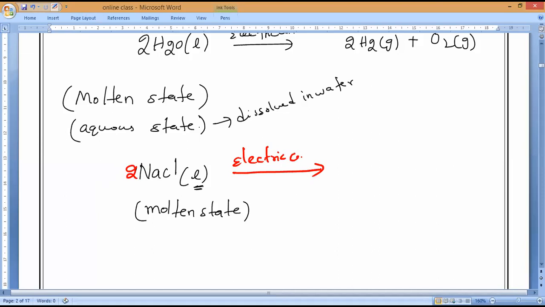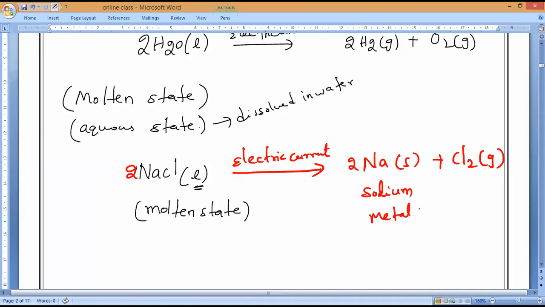What will come, guys? Respond. Sodium will come, which is in solid state. Next, chlorine will come, which is in gaseous state. Yes or no, guys? So sodium metal will come, as well as chlorine gas.